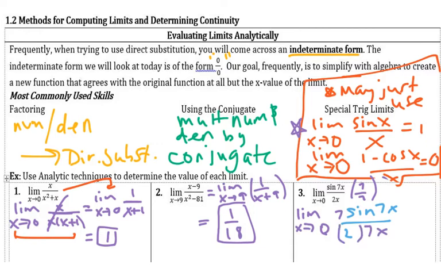The reason I want to do that is because now I can say that sine of 7x over 7x, the limit as x approaches 0 of that, is going to be 1. So that's just going to simplify to be 1. Then I'm looking at the limit as x approaches 0 of 7 over 2, where x is not changing anything there. I just have a constant. That limit is just going to be equal to 7 over 2.